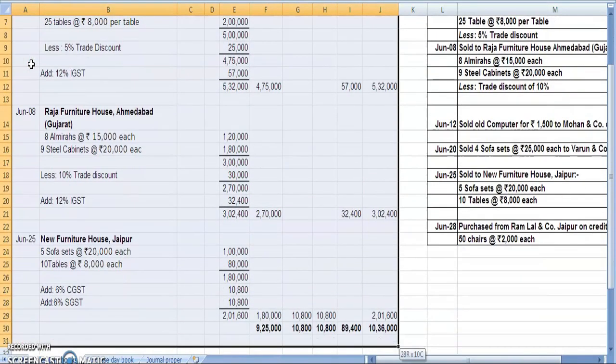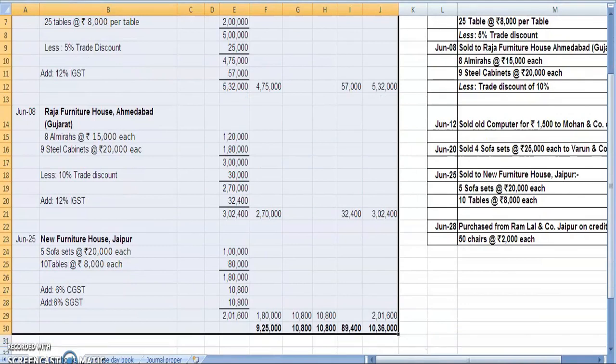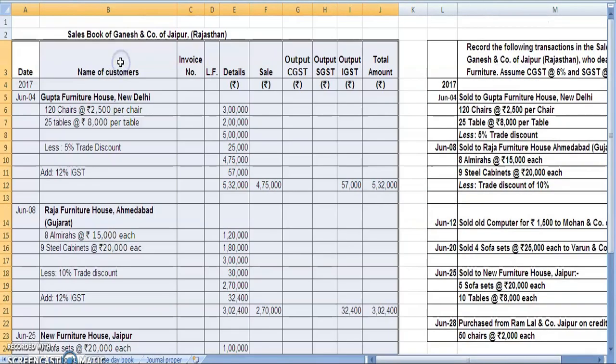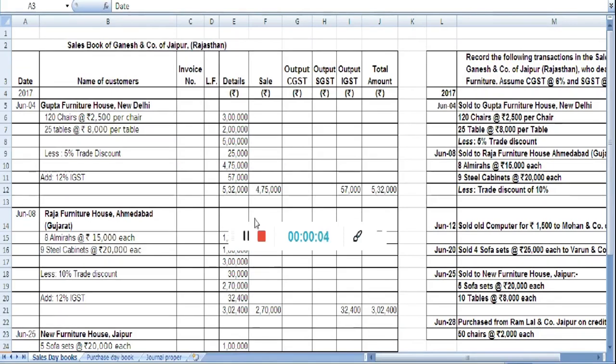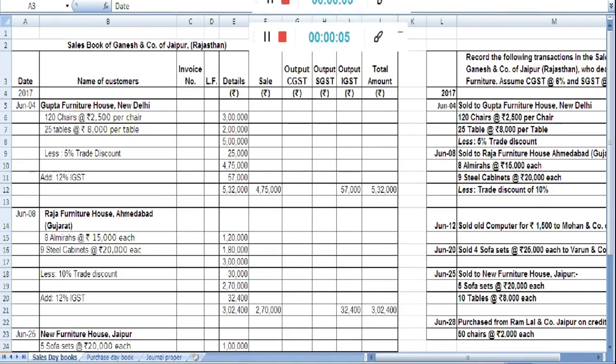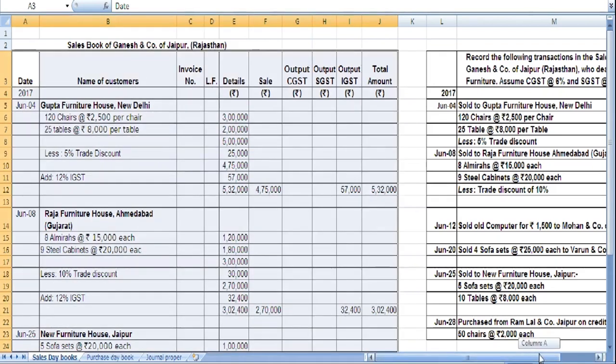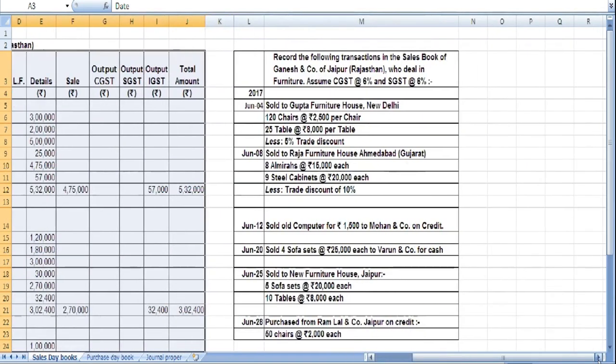Okay, so I'll just make it this way to make it look better. Okay, so we have the details of the customer, details of trade discount and GST, and separate to each column. So students, you can see over here that we are completed with the sales book, and we have to record only the credit transactions, credit sale of the furniture, because Ganesh is the dealer of the furniture and he is from Jaipur.